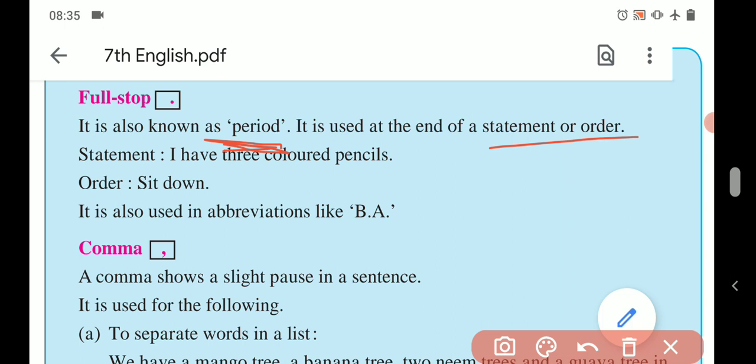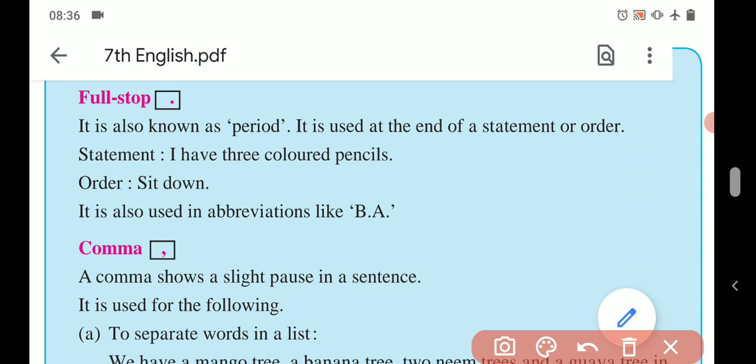Assertive sentences or declarative sentences end with full stop. Moreover, imperative sentences also end with full stop. So it is given here, they are used at the end of statement or order. Here statement means assertive or declarative sentence, and order means imperative sentence. Let us see sentence examples.